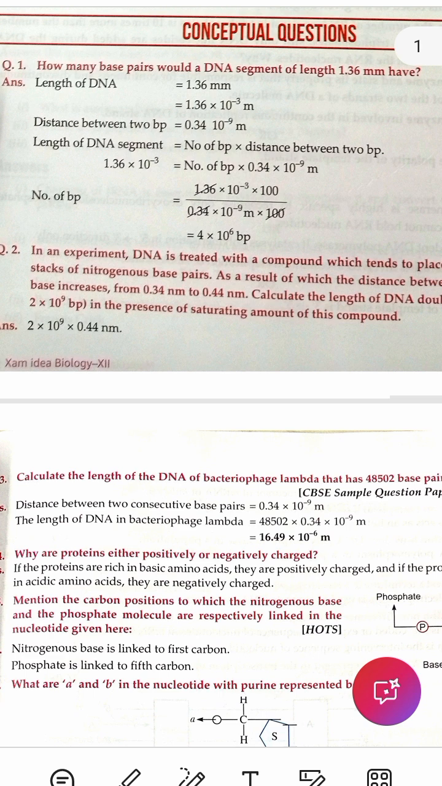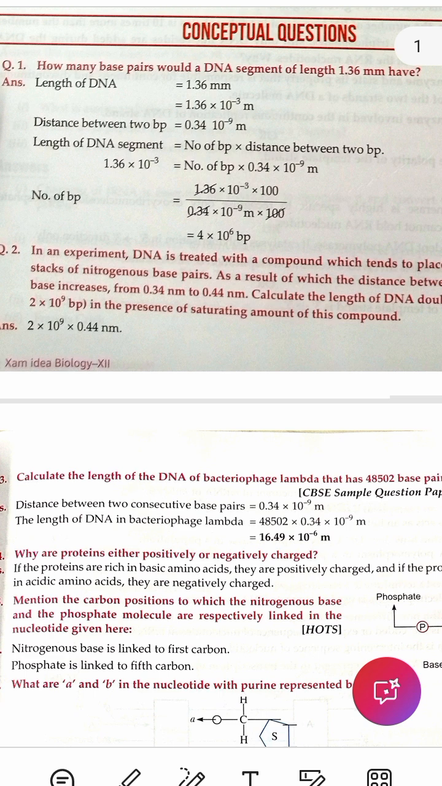So first of all, I will convert the length of DNA into meter. Here the length of DNA is given as 1.36 mm. For converting into meter, multiplied by 10 to power minus 3. Now we know that the distance between two base pairs is 0.34 into 10 to power minus 9 meter.